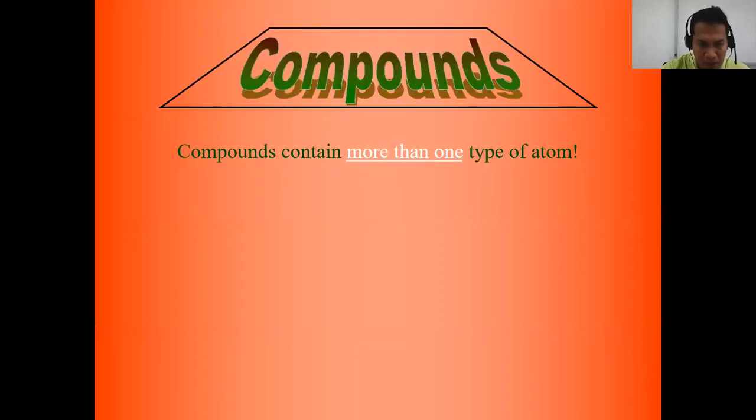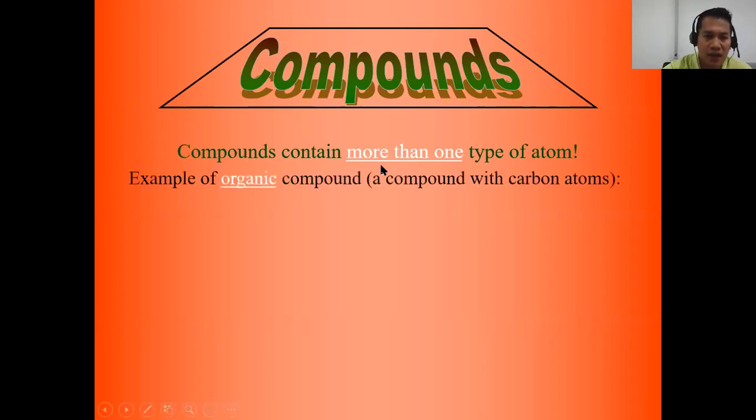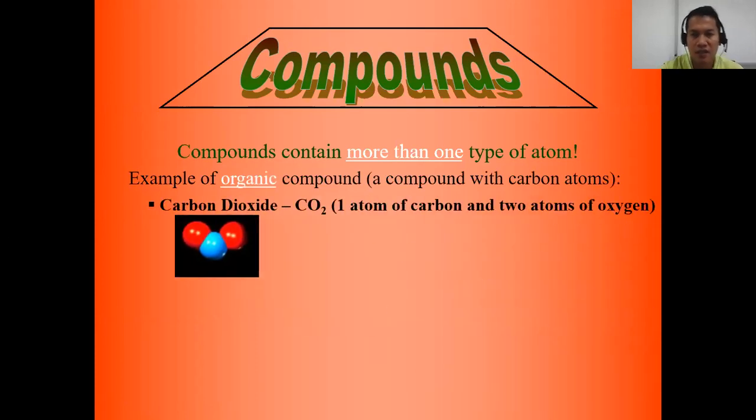Okay. Now let's talk about compounds. We know that when elements react with other elements, they form compounds. Okay, so compounds contain more than one type of atom. Example, organic compounds, compounds that contain carbon atoms. Let's take, for example, carbon dioxide, CO2. We already know CO2, right? We produce CO2. This is a kind of gas that a plant needs to produce food.